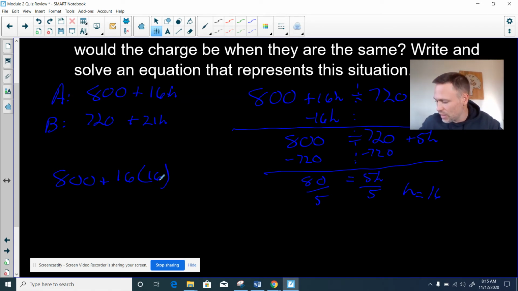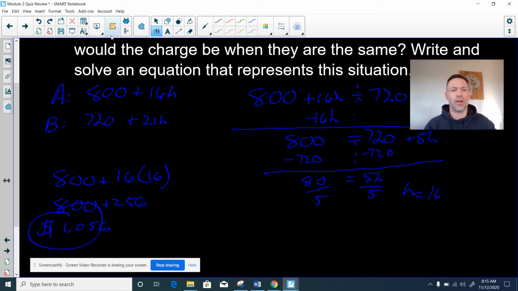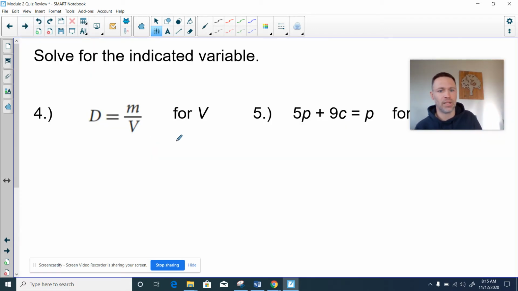So 16 times 16 is 256. I got 800 plus 256, which is $1,056. So at 16 hours, both companies will charge you $1,056. All right, moving on here.